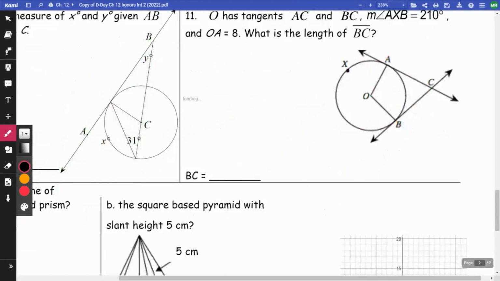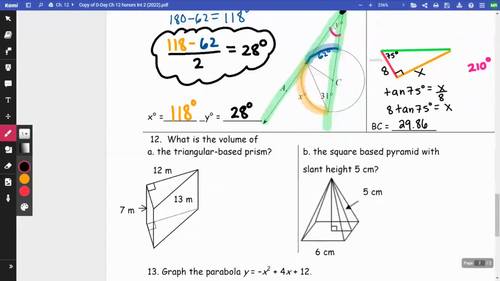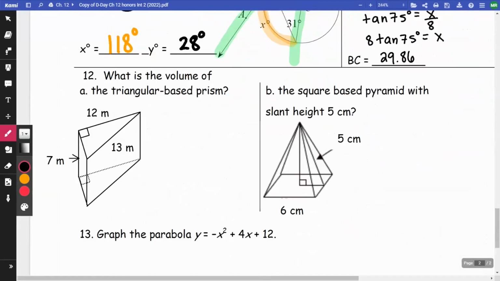On the next one, number 12, okay. For this one, we're trying to find the volume of a triangular prism. So when we are dealing with the triangular base prism, you're going to find the area of the base. And so the base is this triangle right here. So we're going to find the area of that triangle. And then we are going to times it by the height, which is this 7 here, okay?